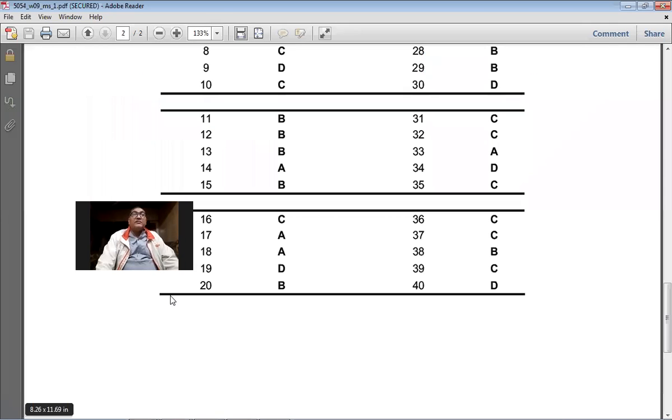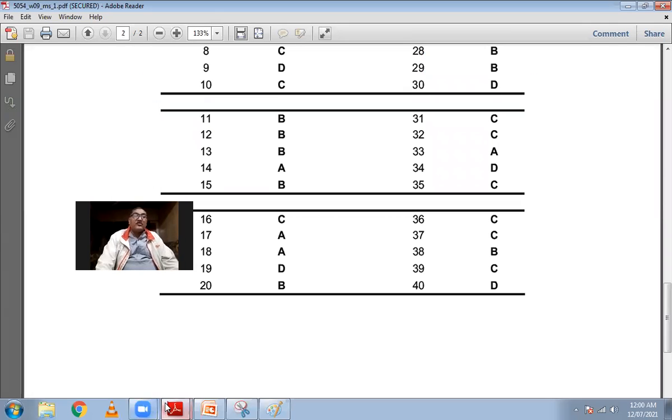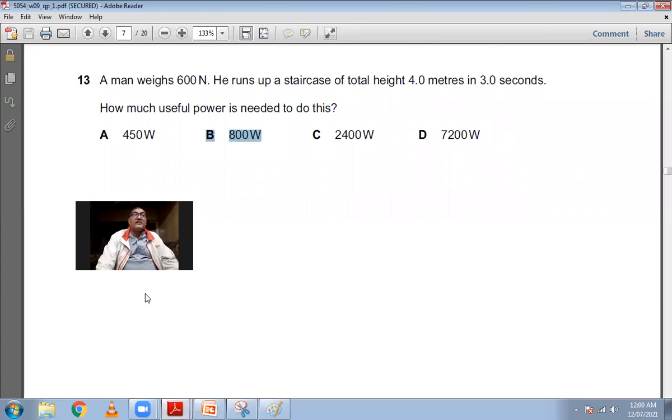Question number 13, B is the right answer. Yes, question number 13, B is the right answer.